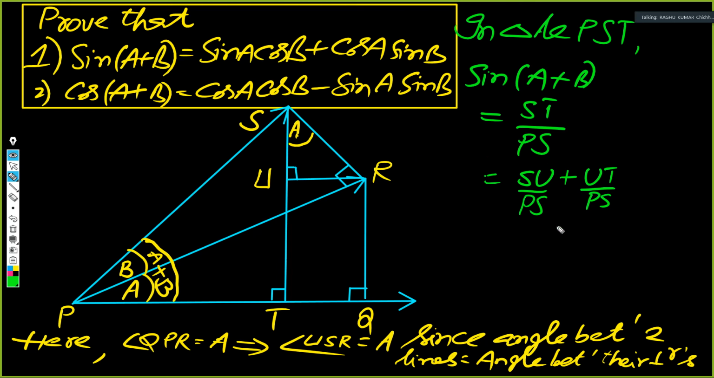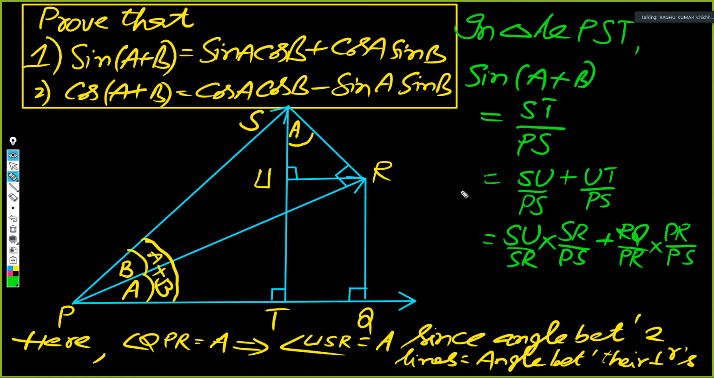So SU by PS. Now, what is the corresponding hypotenuse of SU? SR. That's good. I don't have that SR there, so I divided with SR and multiplied with SR. Follow this carefully, please. By PS, SR gets cancelled; again SU only remains. Similarly, what is the equivalent height of UT? RQ. What is the corresponding hypotenuse of RQ? PR. So I don't have PR here, so I'm multiplying and dividing by PR, by PS. Now you can check. It is done.